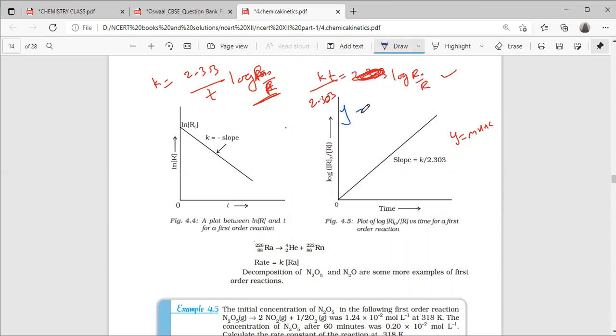Now it is y equal to mx plus c. Here there is no c, c equal to 0. On the y axis, what is y? Log R naught by R. It is the y. X, in mx, x is the t. In this mx, x is the t, so what about m? M will be k by 2.303.